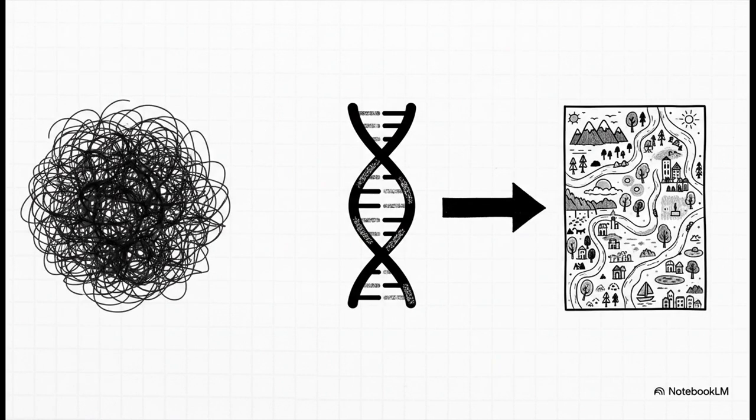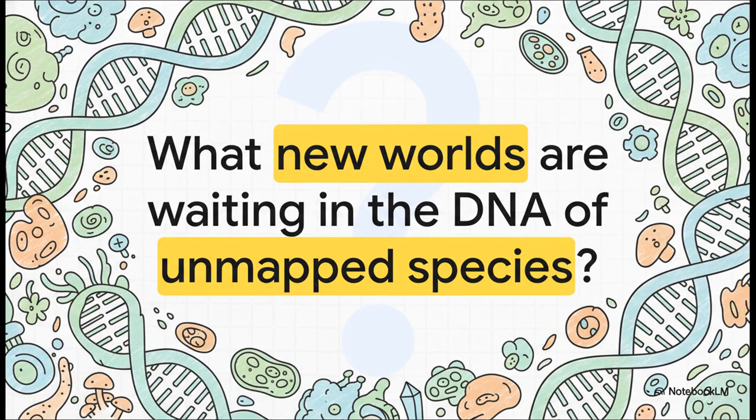So let's just bring this all home. Genome annotation is this magical but also really methodical process that transforms a chaotic jumble of billions of letters into a rich, detailed story that we can actually read. It is the difference between a meaningless satellite photo and a detailed map that can literally guide us to brand new discoveries.